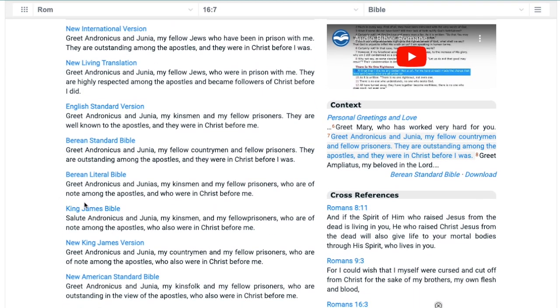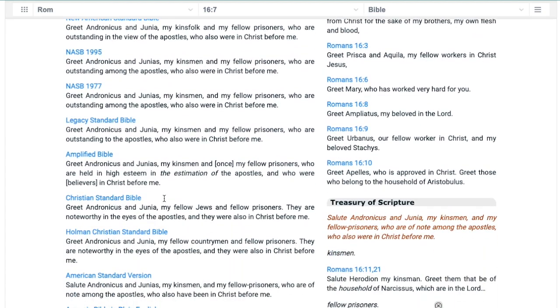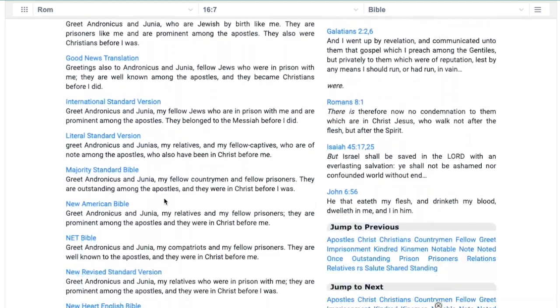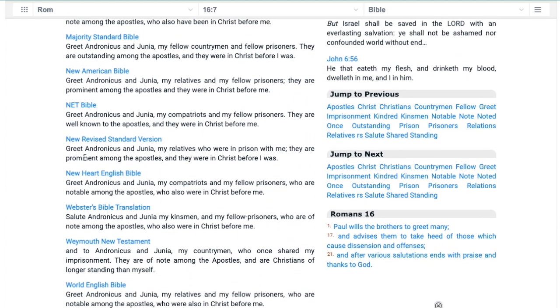King James, look at what they do here. Salute Andronicus and Junia, my kinsmen and my fellow prisoners, who are of note among the apostles, who were also in Christ before me. So it's also kind of up in the air, not really making a statement one way or another. But that's what the King James does with that verse. And then let's go down and find the New Revised Standard Version, which is right here. Greet Andronicus and Junia, my relatives who were in prison with me. They are prominent among the apostles and were in Christ before I was.